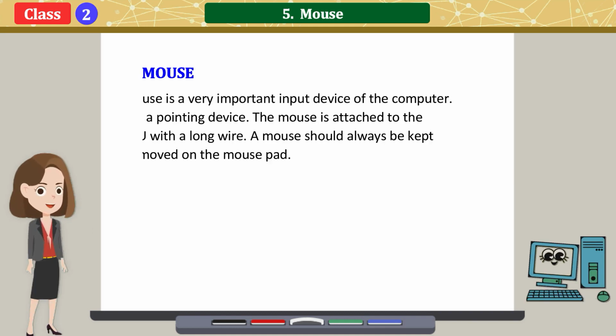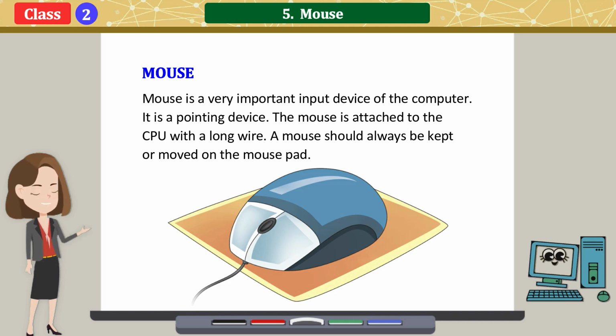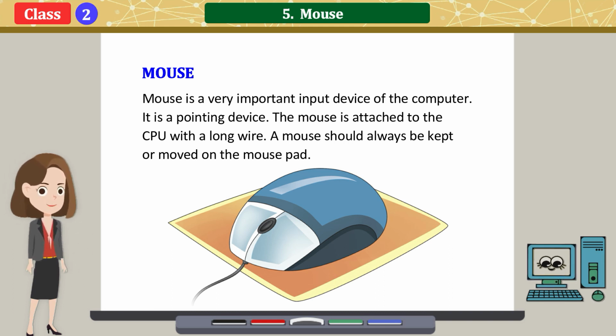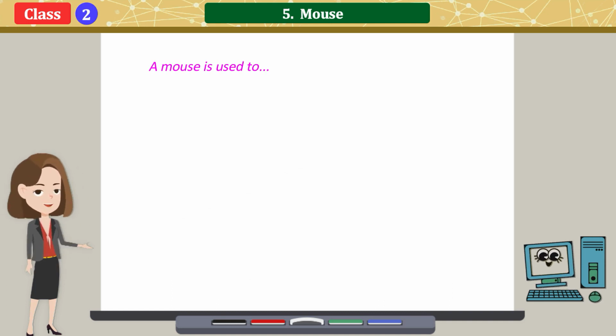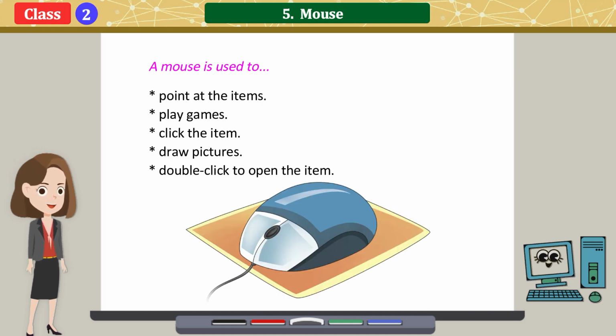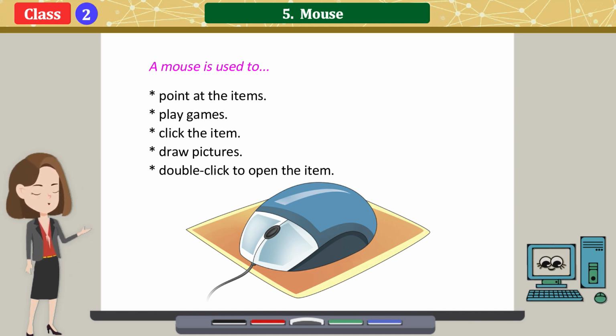Mouse. Mouse is a very important input device of the computer. It is a pointing device. The mouse is attached to the CPU with a long wire. A mouse should always be kept or moved on the mouse pad. A mouse is used to point at the items, play games, click the item, draw pictures, double-click to open the item.